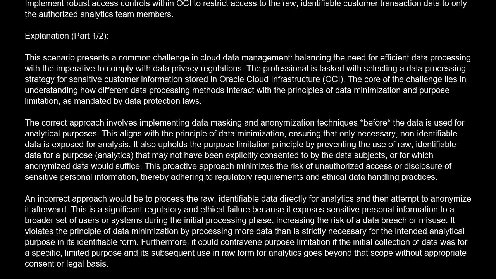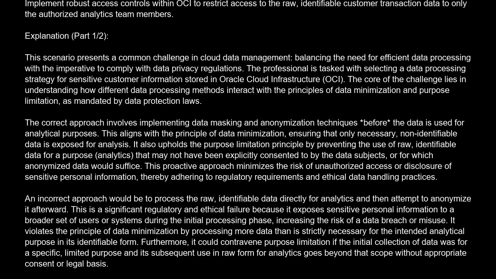The correct answer is C. Implement robust access controls within OCI to restrict access to the raw, identifiable customer transaction data to only the authorized analytics team members. Explanation. This scenario presents a common challenge in cloud data management, balancing the need for efficient data processing with the imperative to comply with data privacy regulations.